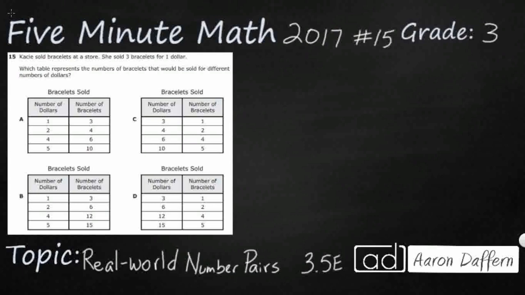So we have a very simple relationship here. All it says here is that Casey sold bracelets and she's selling 3 for $1. So we're looking at how we can create and find a table that represents the number of bracelets that will be sold for different numbers of dollars. Even though it says 3 bracelets for $1, if you look at all of our answer selections, it's got the dollars on the left and the bracelets on the right. So I'm just going to go ahead and make my own table here. Let's see if we can work through this. And we'll put bracelets right here. We'll do it just like they do over there.